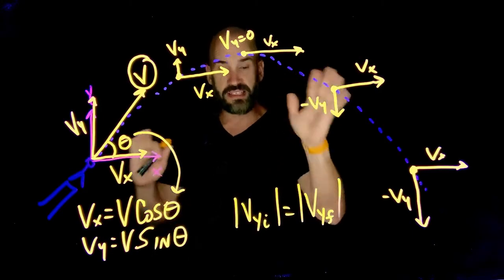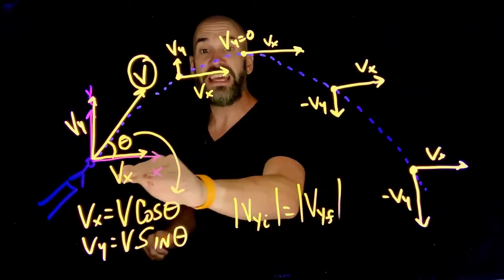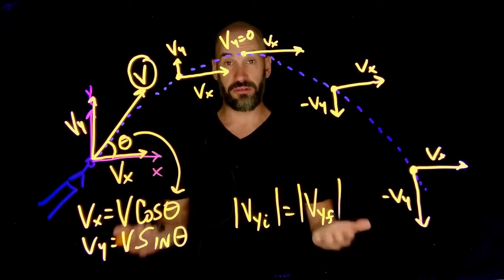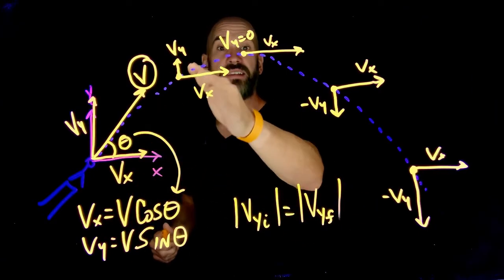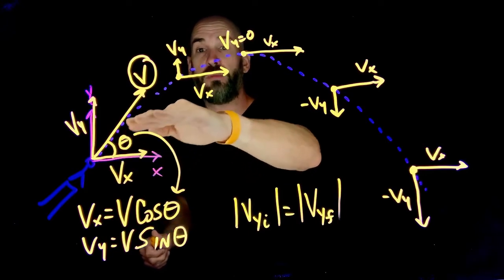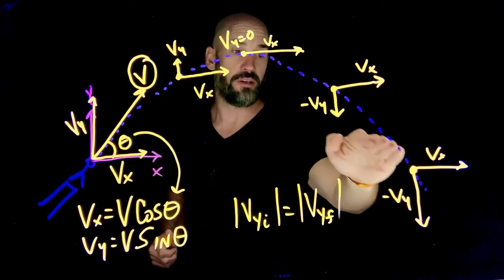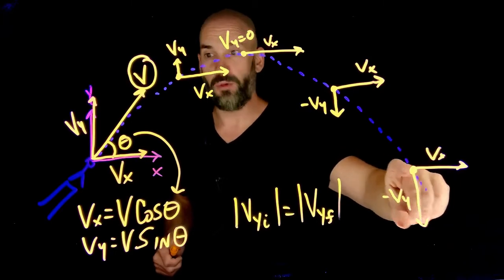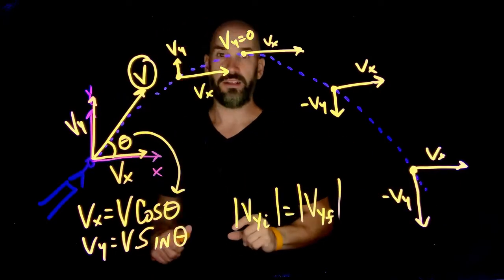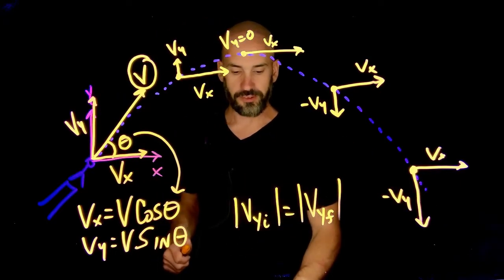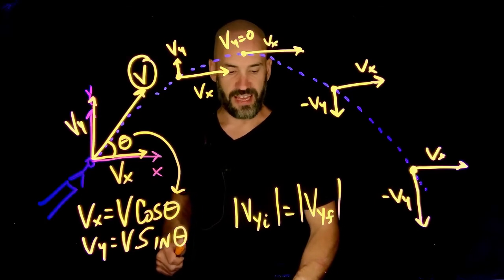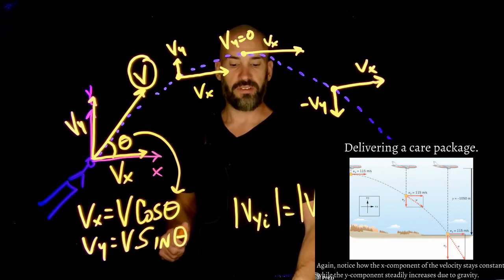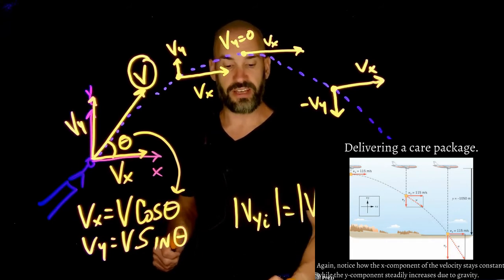The biggest thing I want you to take away from this is that Vx stays the same the entire time because acceleration in the x direction is 0, and Vy is constantly changing. First it's getting smaller, and then Vy is getting bigger just before it lands, at which point the negative Vy is equal to the positive Vy that you started with. So on the next slide, I have another way of expressing this with the delivery of a care package.